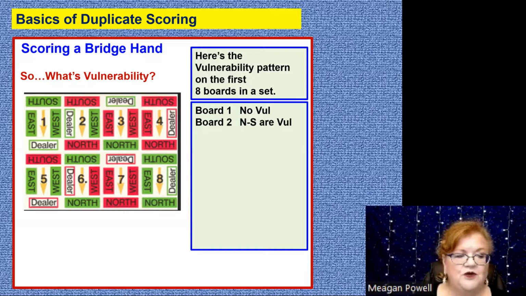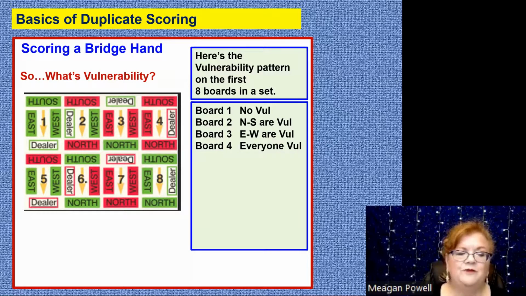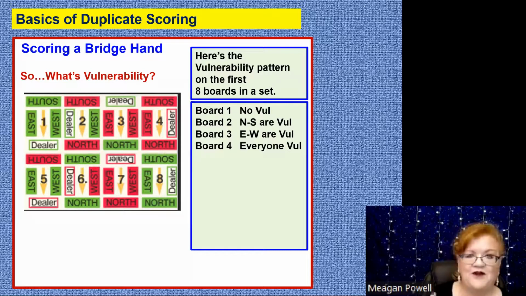Take a look at board number 2. On this board, North and South are red. They are vulnerable. East and West are not in red. They are not vulnerable. On board 3, East and West are in red. North and South are not. East and West are vulnerable. And when you look at board 4, you will notice that everyone is in red. Everyone is vulnerable on board 4. Now, when we move on to boards 5 through 8, I want you to see if you can see how the pattern changes.